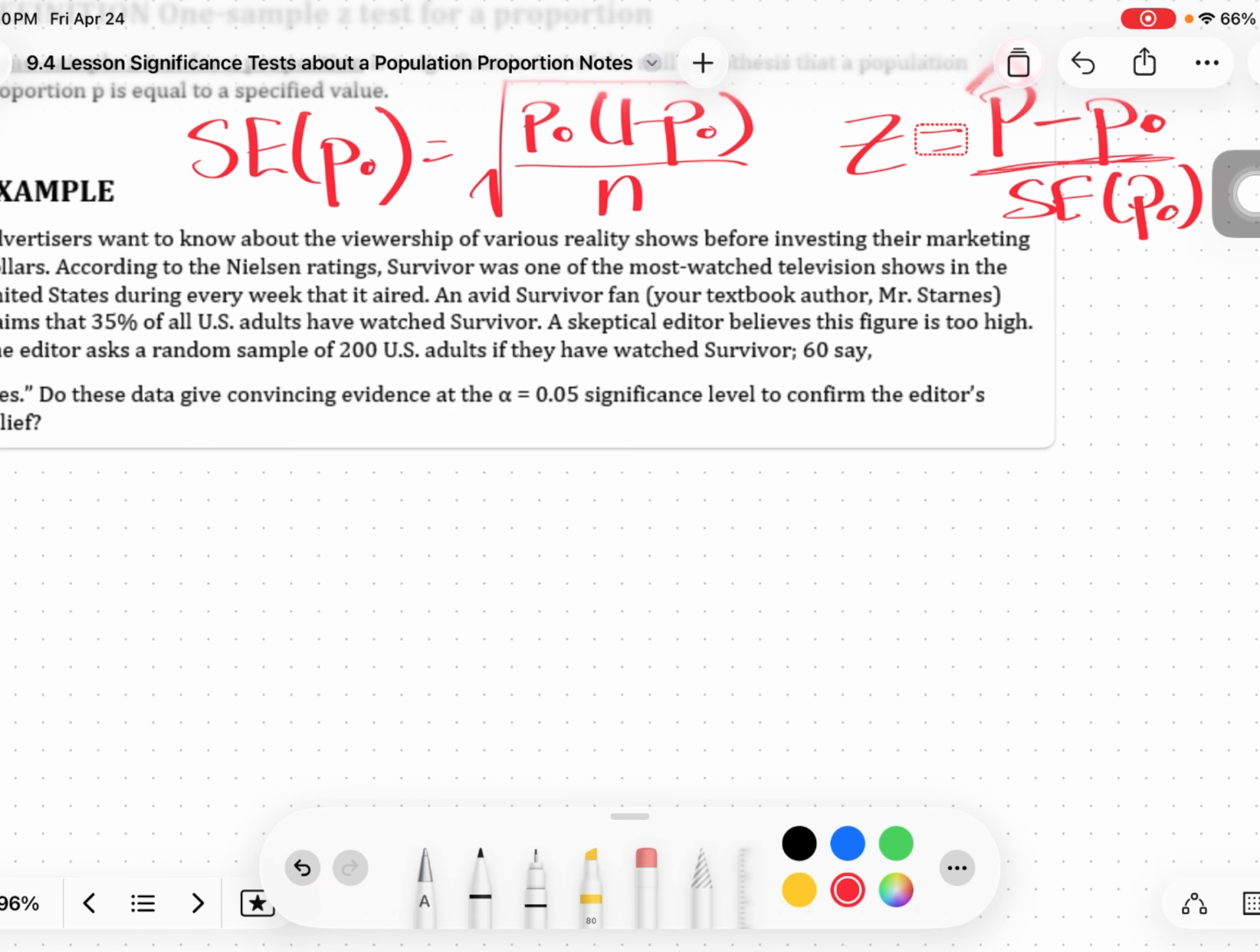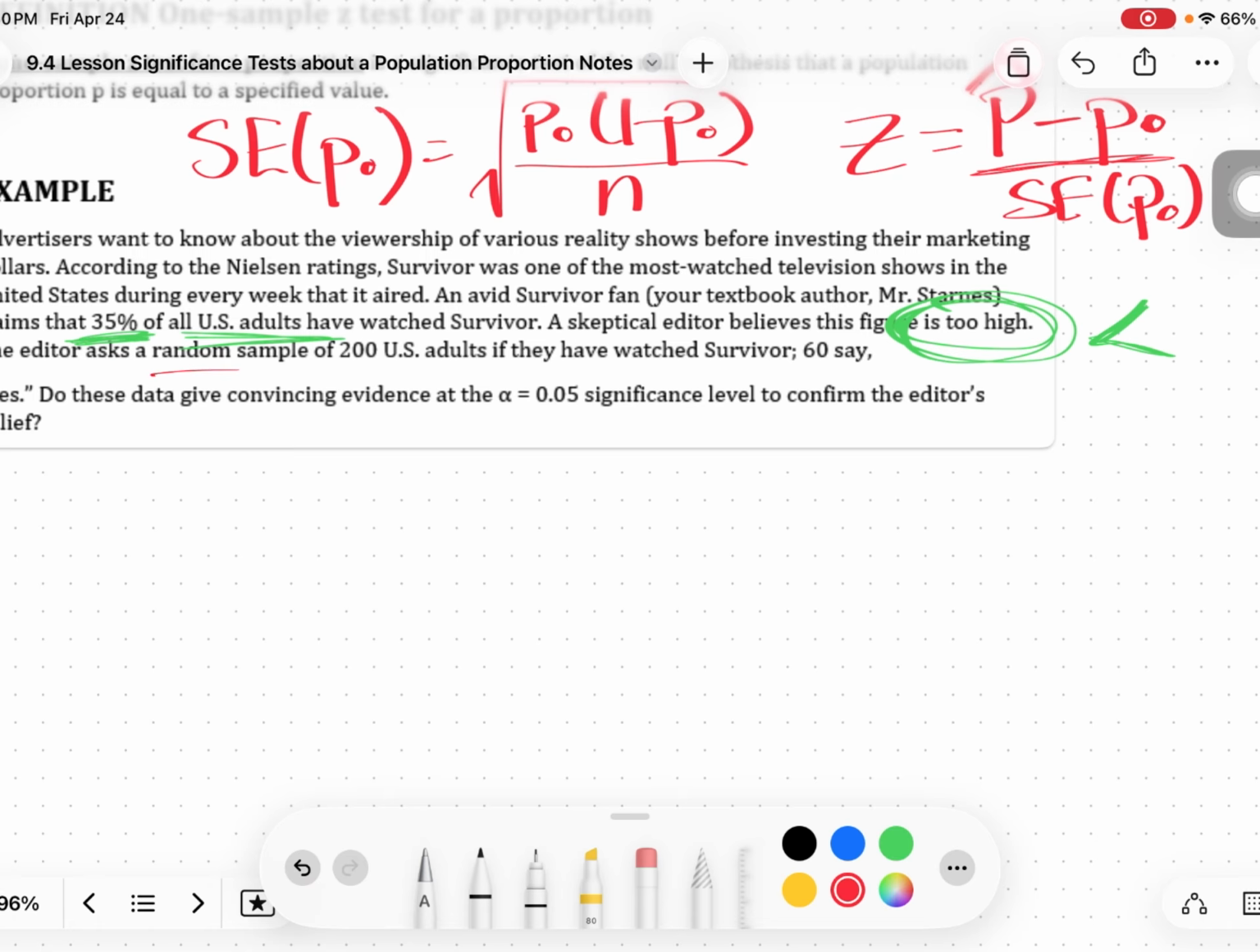So here we are talking about whether or not people watch Survivor, and the person who wrote the textbook and wrote this question says that they believe 35% of all US adults have watched Survivor, and then somebody thinks that's too high. If they think that's too high, that means they believe that it's actually less than that.